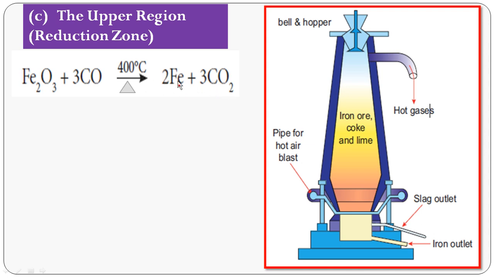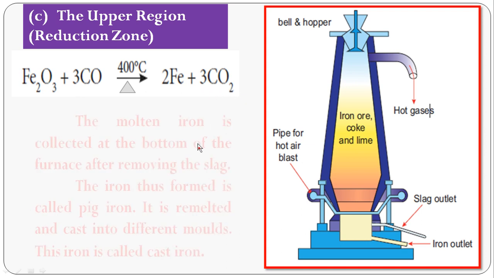So now you balance here 2 Fe, so here I put 2. And here you are having 3C, so here I put 3. And 3 plus 3 is 6 oxygen. So 3 2s are 6 oxygen. In this way you have to balance the equation.